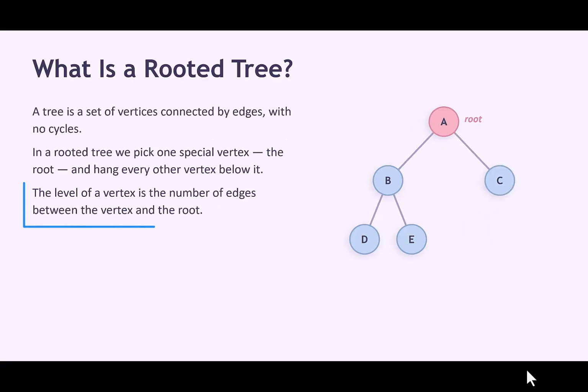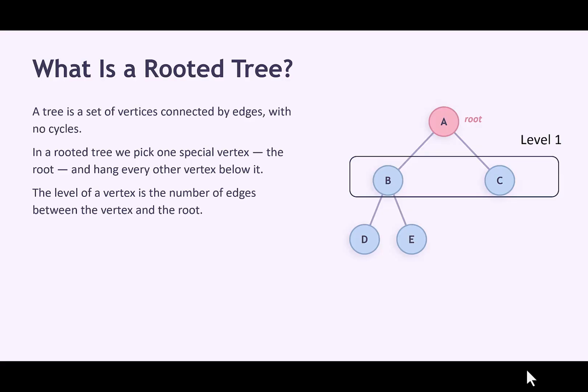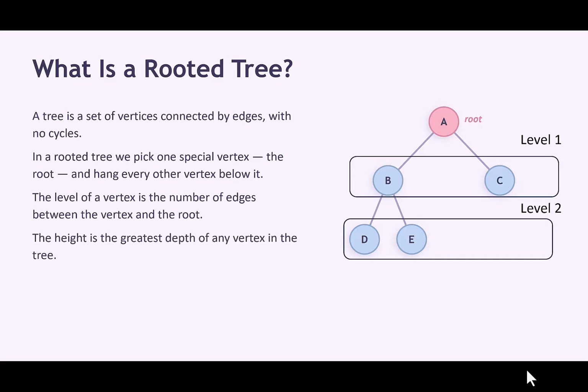The level of a vertex is the number of edges between the vertex and the root. For example, in our graph, B and C are at level 1 because they have an edge directly connecting them to A. D and E are level 2. It takes two edges to get from those vertices back to our root of A. The height is the greatest depth of any vertex in a tree, meaning the longest distance from a vertex to the root. In this graph, our height would be 2.